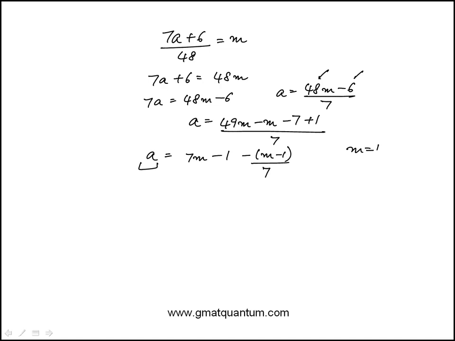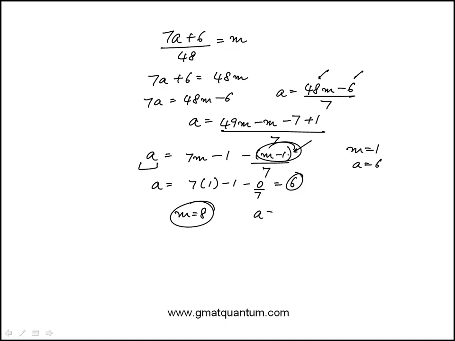The first one is M equal to 1, which is what we actually found earlier. If you place 1 here, this would be 0. So that's 6. That's the value I already had. I just need the next one because for insufficiency I need to show there are two distinct values. The next one for this to be a multiple of 7 would be when M is 8, because this would be 8 minus 1 is 7. So M is 8, A would be 7 times 8 minus 1 minus 7 over 7. So this is 56 minus 1 is 54. So that's the next possible value of A.